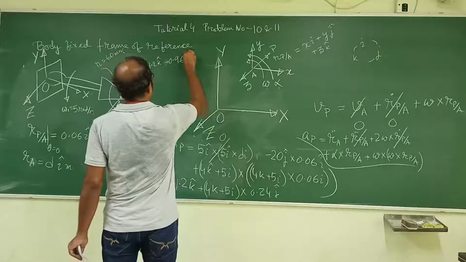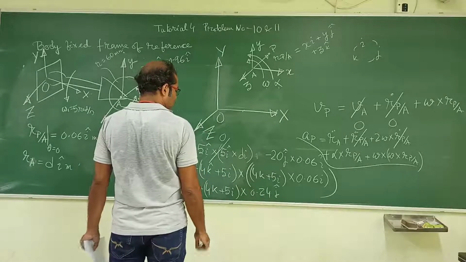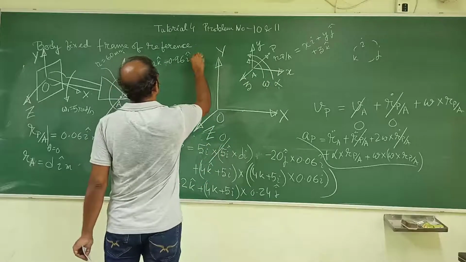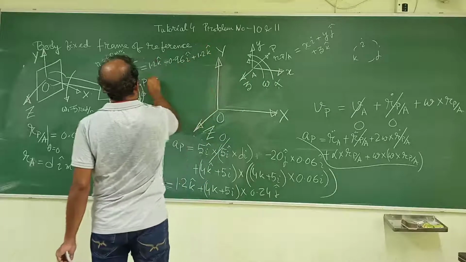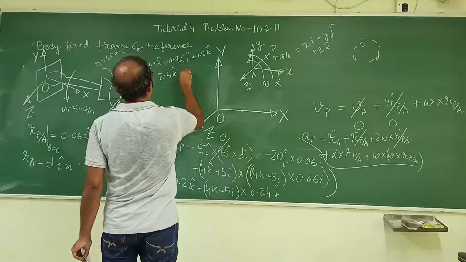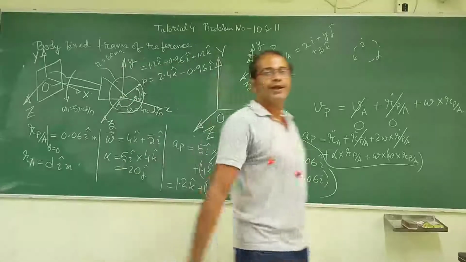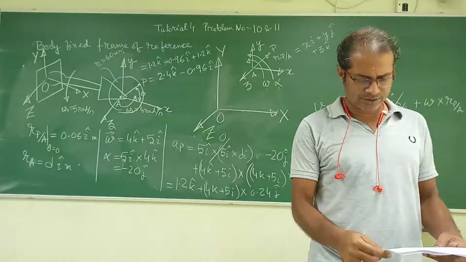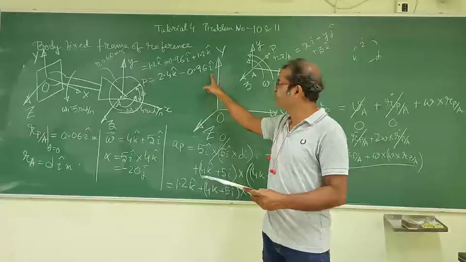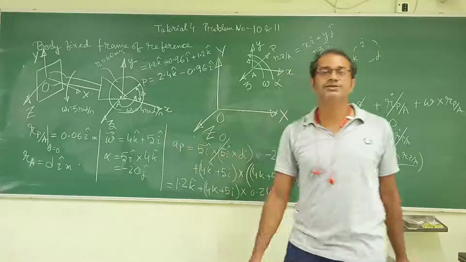Now 5.24, 1.2, ij here k. So plus 1.2 k. So it is going to be 2.4 k minus 0.96 I. Yeah, let's check whether it is correct or not. Yeah, exactly, it is matching. 0.96 I and 2.4 and 2.4. That's it.